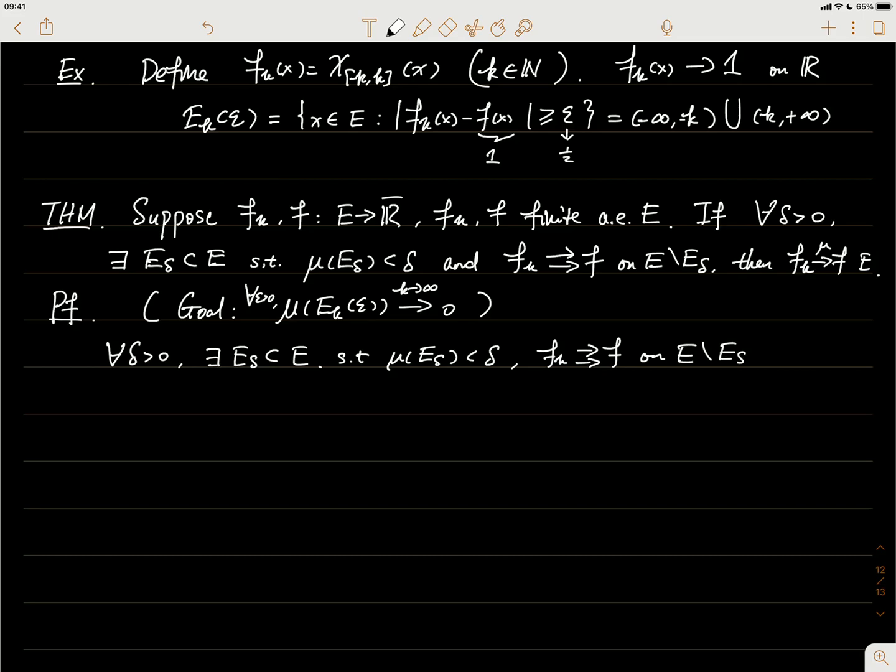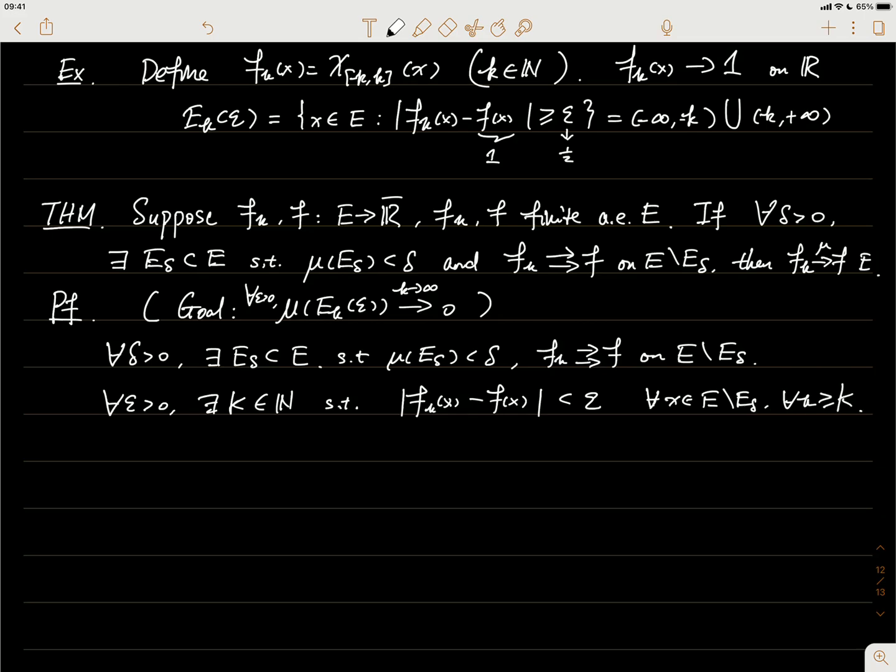E minus E delta. Okay, and that also means that for any epsilon greater than 0, there exists K such that uniform convergence means that |Fk(x) minus F(x)| will be less than or equal to epsilon for all the x on this set, and for all the k greater than or equal to capital K. Okay, so that just means the following. Okay, so this is good.